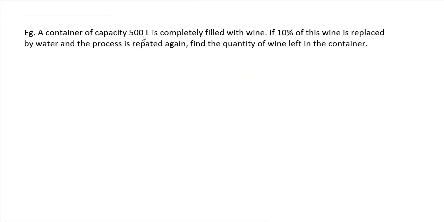A container of capacity 500 liters is completely filled with wine. If 10% of this wine is replaced by water and the process is repeated again, find the quantity of wine left in the container. So now there is a container which is completely filled with only one liquid. This is the total capacity of the container, and let's say wine is our first liquid, so the total capacity and the quantity of wine contained in the container are equal, which is 500 liters.